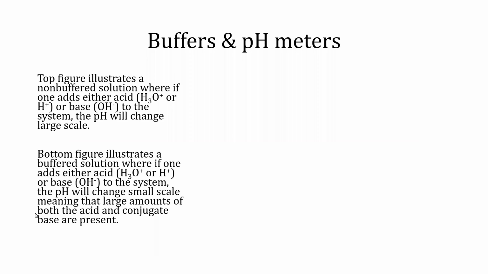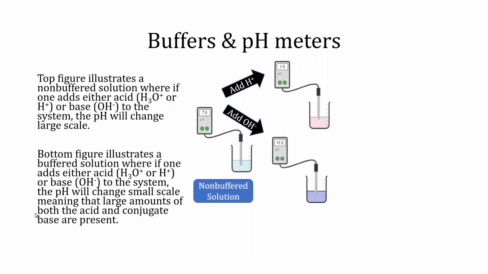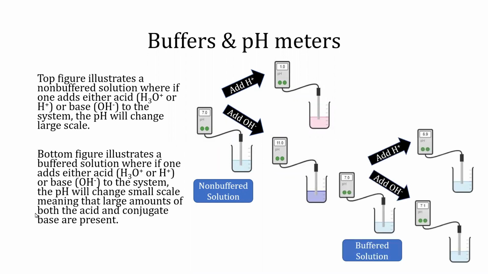The top figure illustrates a non-buffer solution where if one adds either acid, H3O+ or H+, or base, OH-, to the system, the pH will change on a large scale. The bottom figure illustrates a buffer solution where if one adds either acid, H3O+ or H+, or base, OH-, to the system, the pH will change on a small scale, meaning large amounts of both the acid and conjugate base are present.